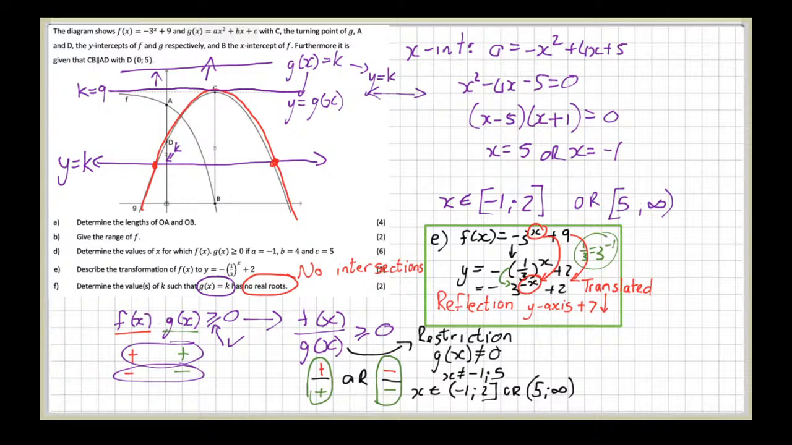Really, sir? Yes, that's my answer. Because I don't want intersections. So therefore, for k bigger than 9, there'll be no intersections. What about if, and I'm just going to do this here quickly, what if k is equal to 9? Well, then there is one intersection. What if k is smaller than 9? Well, that is like the first one drawn. Then there are two intersections.